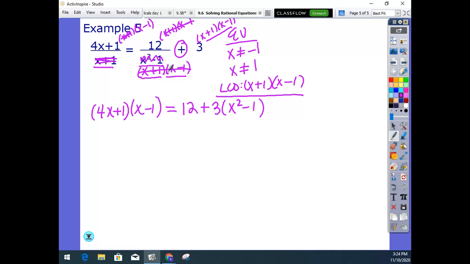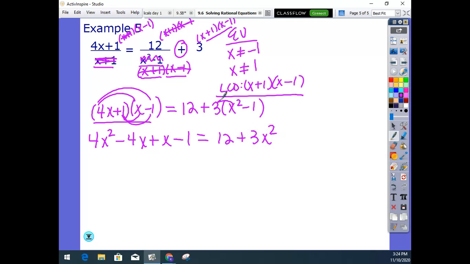Remember the x squared minus 1, when I factored it, we're just going to put it back in standard form. Now I'm going to distribute. Distribute the 4x. Distribute the x. Distribute the 3. Now I'm going to combine like terms. I can combine these x's. I can combine the 12 minus 3 to get 9.